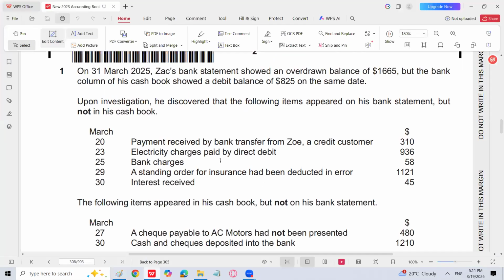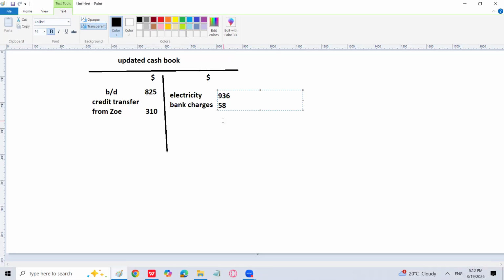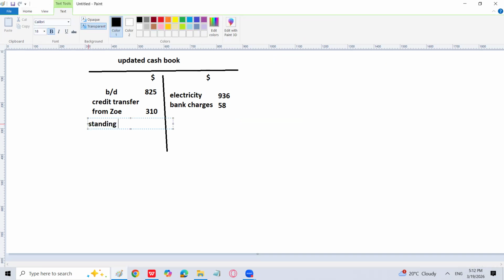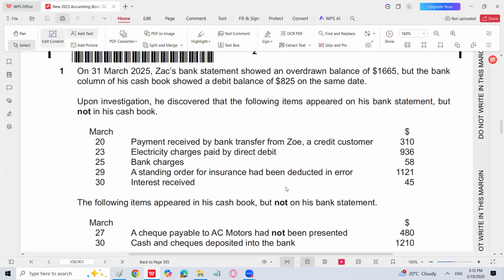Then standing order for insurance had been deducted in error. This is very important, 1121. Normally this has gone wrong for the students. Standing order is a payment, yes. We should have written it over here, 1121, right? We have written it here, which is wrong. It should not have been written here. There is no standing order. So in order to cancel it, we have to write it on the debit side, 1121, because we have credited it in error. There was no standing order. Standing order for insurance had been deducted in error from the cash book.